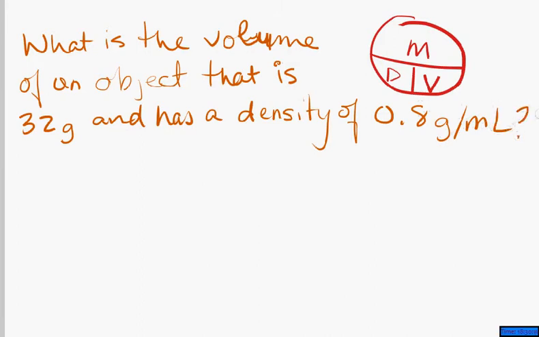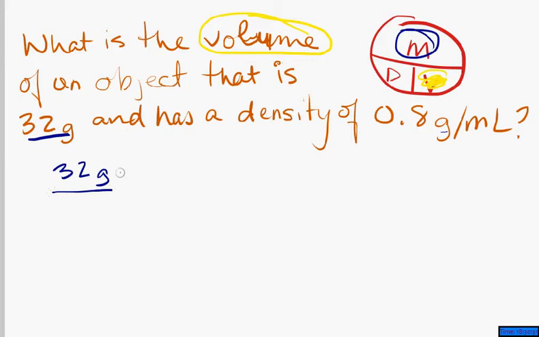So what are we trying to find here? This time we are trying to find the volume. So I'm going to cross out volume and find that I need to put mass over density. So mass, remember mass is measured in grams. Well, I have grams here, but that's not what I'm looking for. That's grams per milliliter, that's my density. So my mass must be this number here, 32 grams. So I'm going to put 32 grams on top.